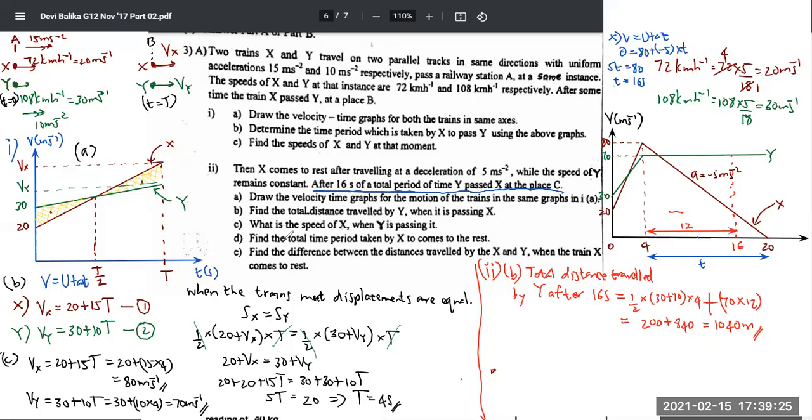Then the C part, Roman 2 C part. What are they saying in that?